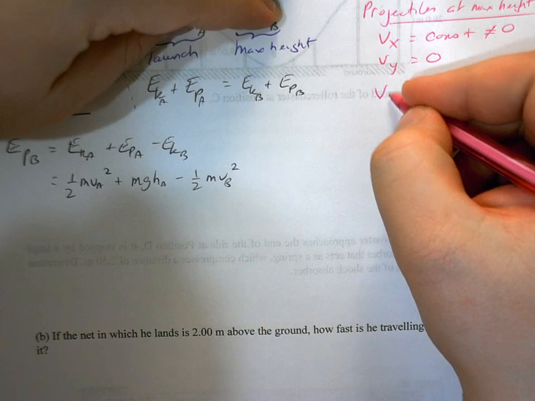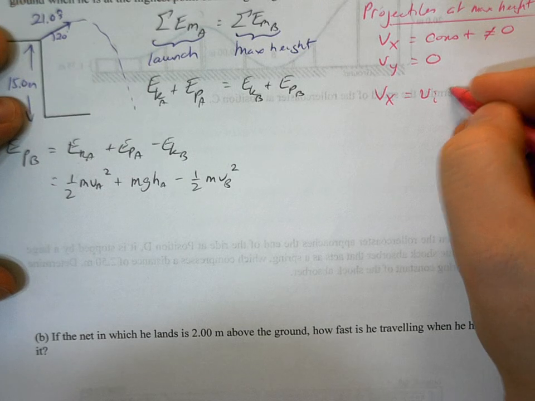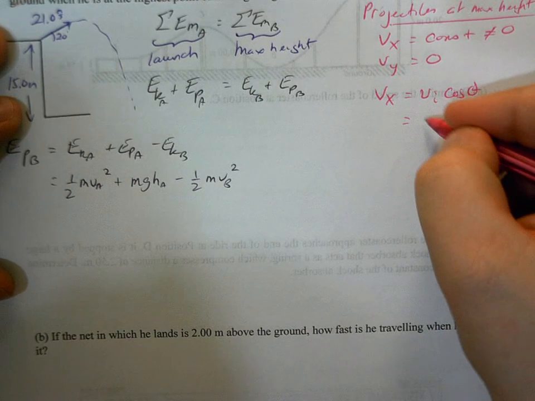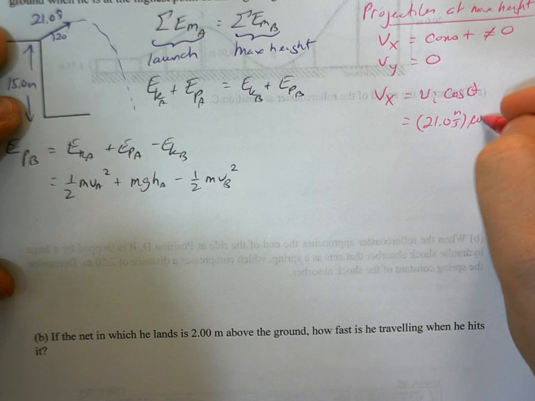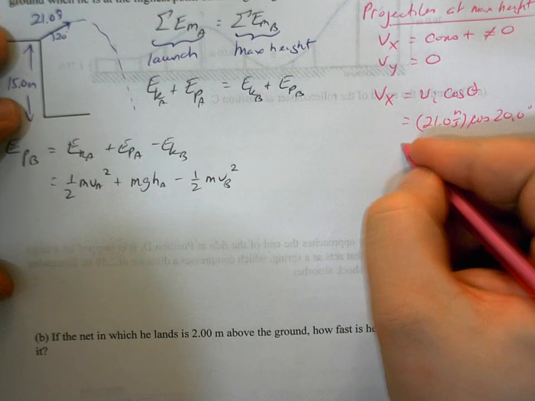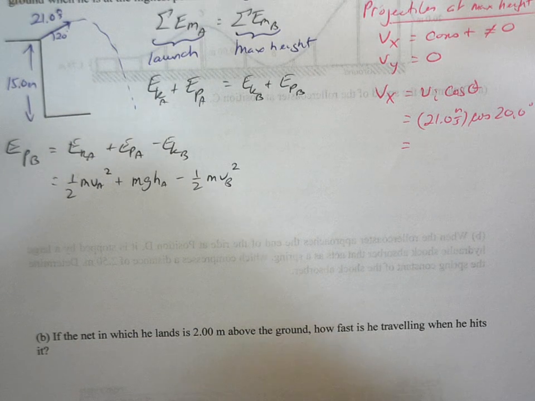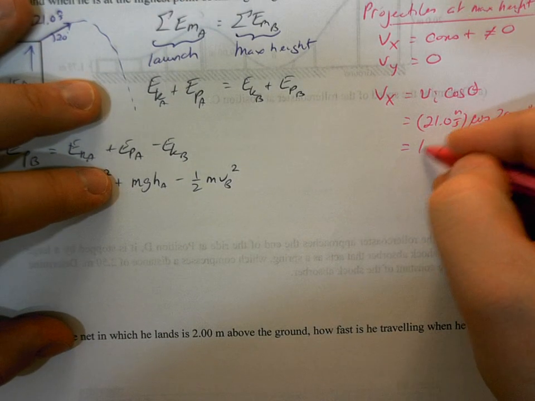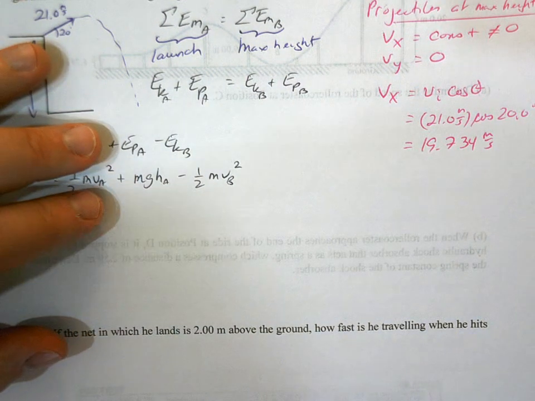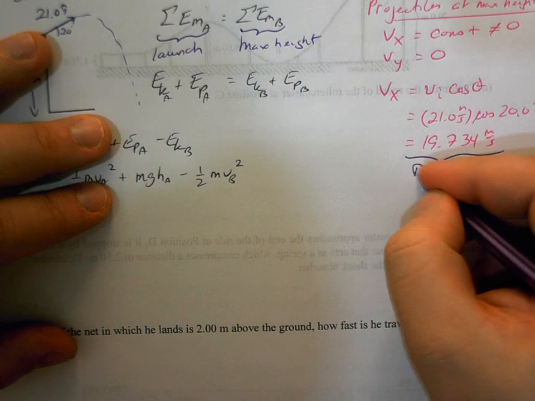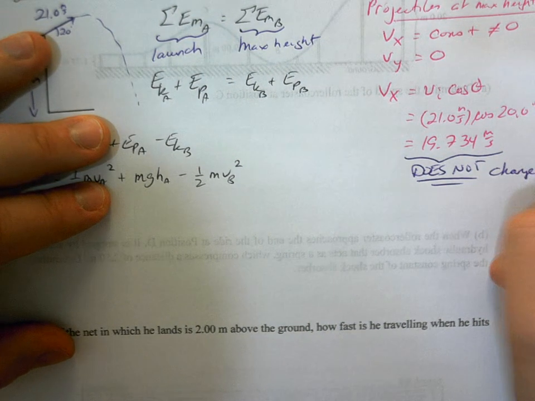So Vx is going to be our initial speed multiplied by cos of our angle. So we got our initial speed. We're told it's 21 meters per second. And then we have cos of 20 degrees. So this is going to give us the x component of our projectile's velocity, which is about 19.734 meters per second. The key is that this does not change during the flight.